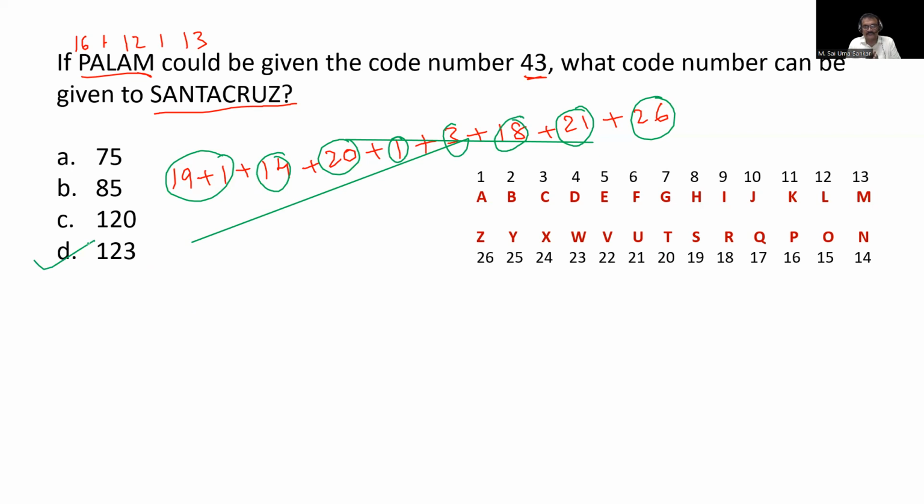What is the answer? Sum of the place values of each and every letter. That is the answer, right? Now, go to the next one.